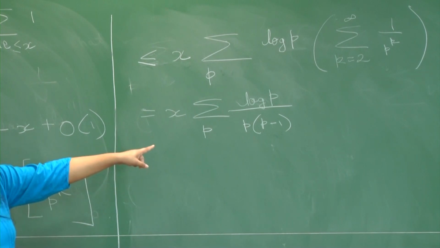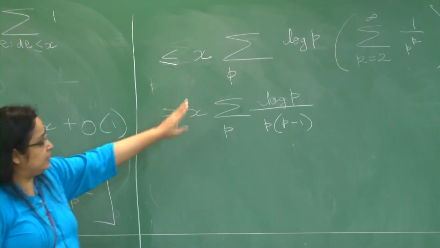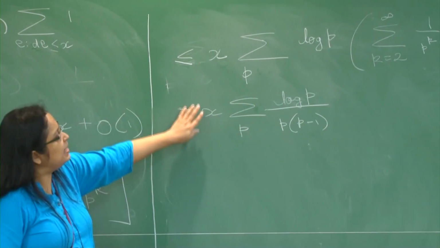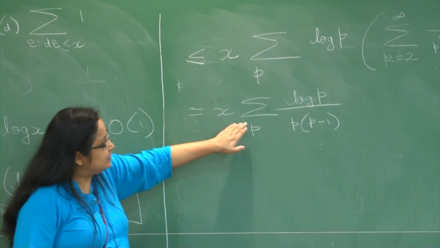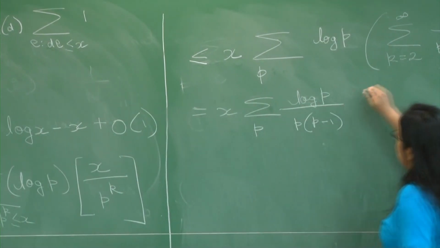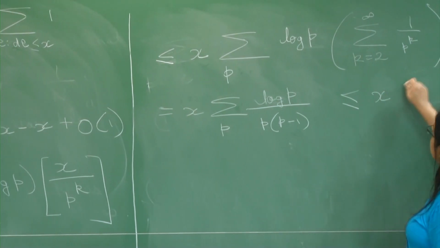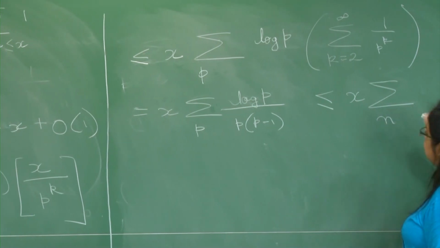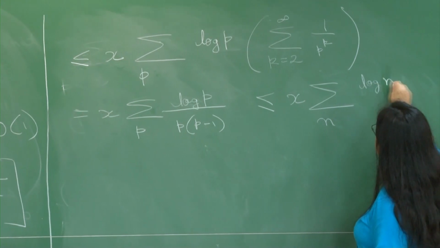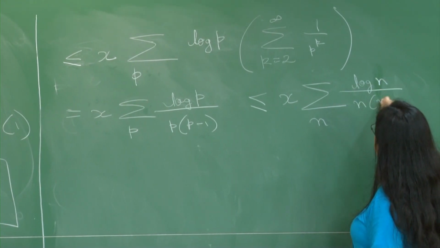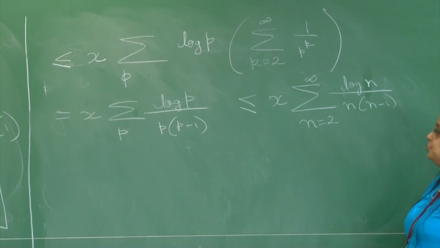Now, what do you have? You seem to have a sum. Okay, it is a finite sum actually, it is bounded above by something finite, but even if it were infinite, what do you have? You have x times something which you know it is certainly less than or equal to summation over all the n's log n over n times n minus 1, let us say going from 2, since primes start from 2, right.